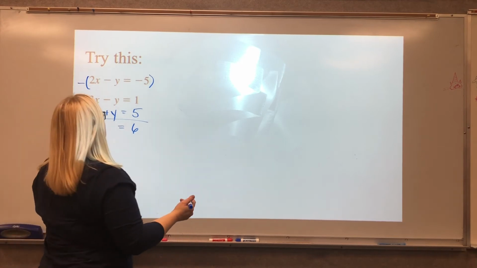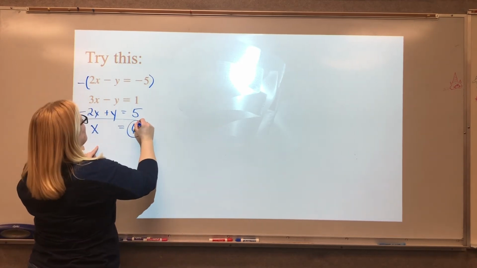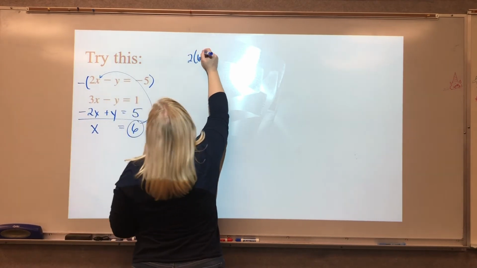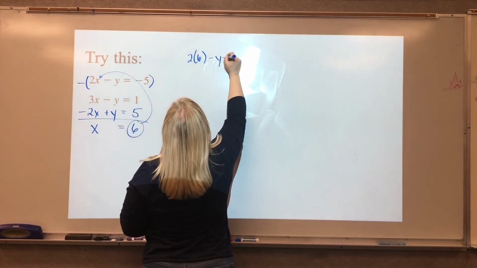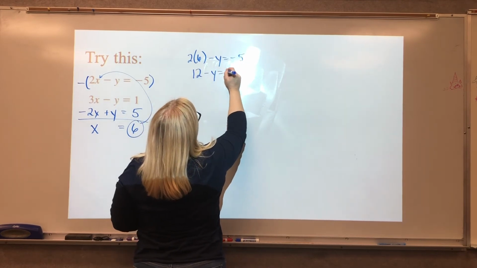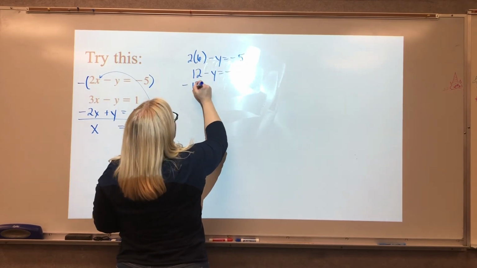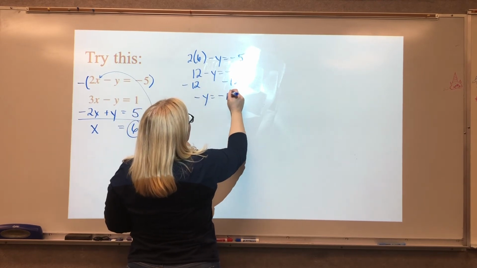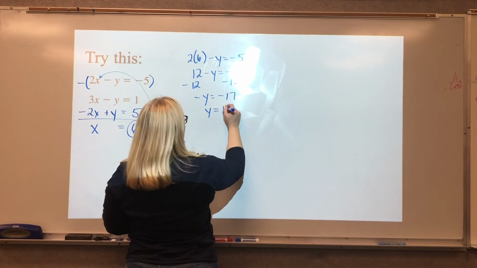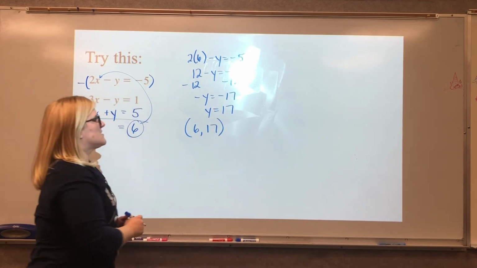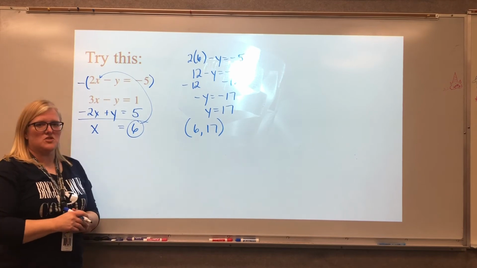So that was fast. Now I'm going to plug this into here, and I get 2 times 6 minus y equals -5. So 12 minus y equals -5. Subtract 12 from both sides. -y equals -17, so y equals 17. So my answer is 6, 17. I hope that's what you got.